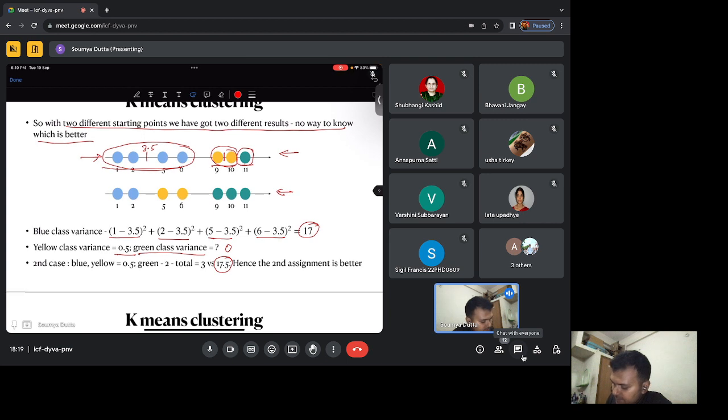Now let's compute the same thing for the second clustering. For the second clustering, this 1 and 2 will be 0.5, yellow again will be 0.5, I am writing the variances here, and 9, 10 and 11 will be 2. So the green class has a variance of 2, the yellow class has a variance of 0.5, and the blue class has a variance of 2. So in total the variance is 3.